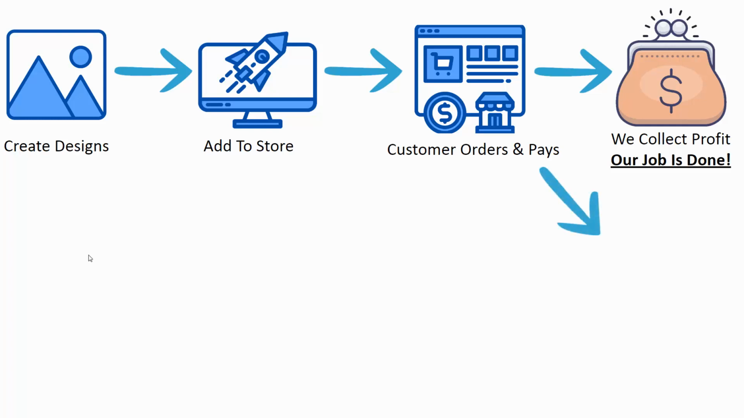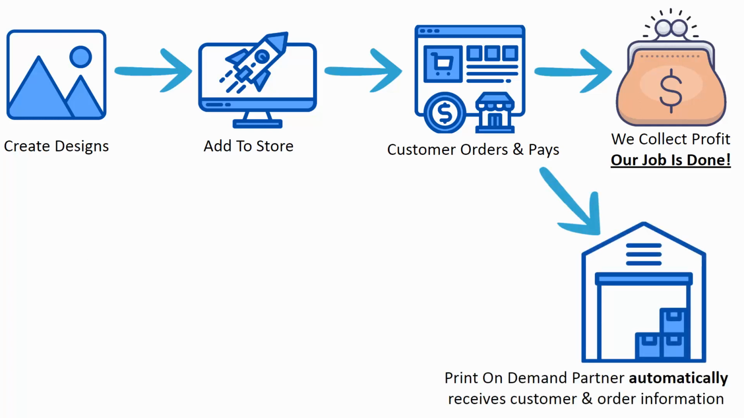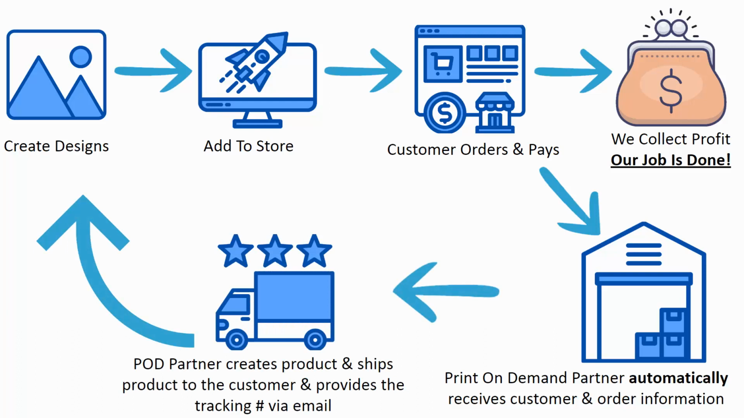Because behind the scenes, automatically, the print-on-demand partner is going to receive the customer information. They're going to receive the order information, right? What size phone case? What's going to be the design? How are they personalizing it? What's the shipping address? All that information gets sent automatically from Shopify into your print-on-demand partner. And then they go ahead and create the product. They ship the product to the customer. And they even provide the tracking number to your customer via email on your behalf.